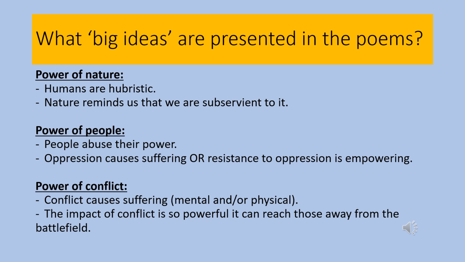The big ideas that you could include when discussing poetry could be one of these three: the power of nature, power of people, power of conflict. In the power of nature, we think about the idea that humans are hubristic, and nature reminds us that we are subservient to it. In the power of people, people abuse their power, oppression causes suffering, or resistance to oppression is empowering. When we look at the power of conflict, conflict causes suffering, mental and/or physical, and the impact of conflict is so powerful it can reach those away from the battlefield.